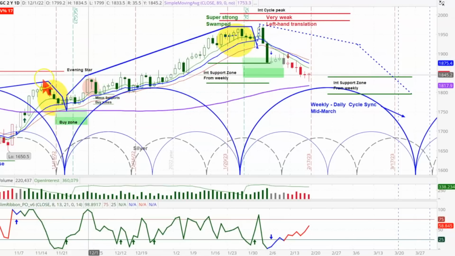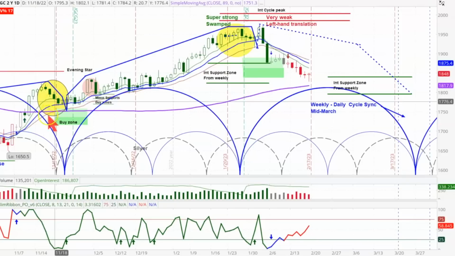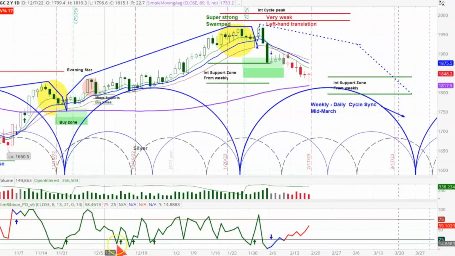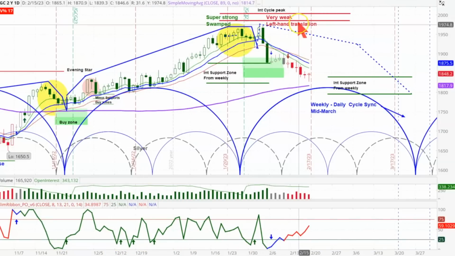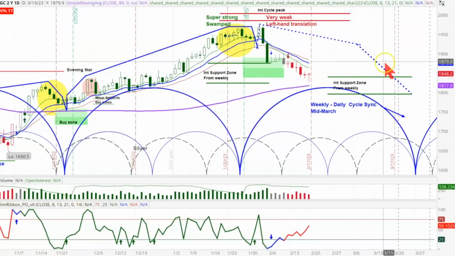These yellow areas are areas where it's likely to correct. This was a very strong cycle, positive momentum. Look at these signals telling you upside resumption by the slim ribbon PO. And now the negative occurrence and this left-hand translation in the gold market. This says gold is likely to decline, probably to the bottom of the support level, or just under 1800. Yes, into somewhere around the second, third week of March.